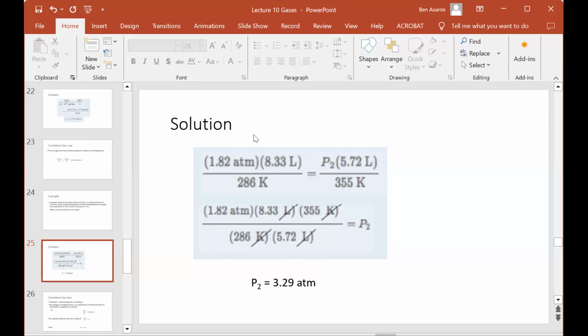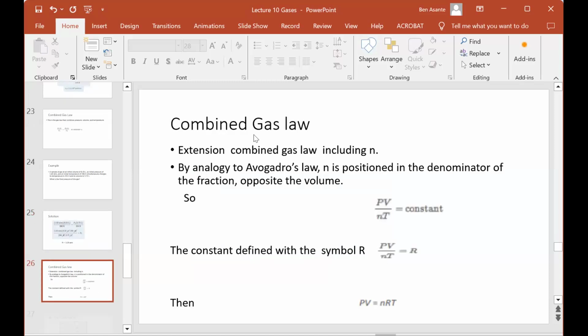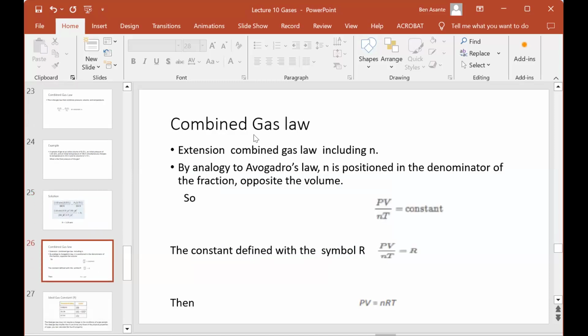If you didn't understand it, after class, don't wait, go over them. And then we have this extension of the ideal gas law. In this one, the number of moles is not kept constant. So PV over nT is constant, and that constant is called the gas constant, R. PV over nT equals R.